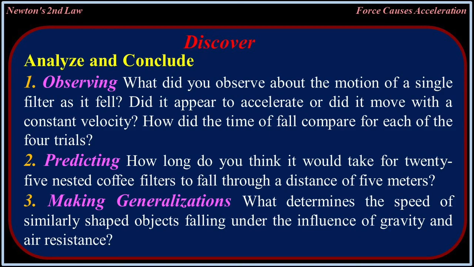Analyze and conclude. Observing: what did you observe about the motion of a single filter as it fell? Did it appear to accelerate, or did it move with a constant velocity? How did the time of fall compare for each of the 4 trials? Predicting: how long do you think it would take for 25 nested coffee filters to fall through a distance of 5 meters? Making generalizations: what determines the speed of similarly shaped objects falling under the influence of gravity and air resistance?